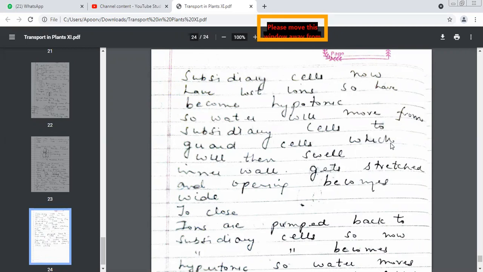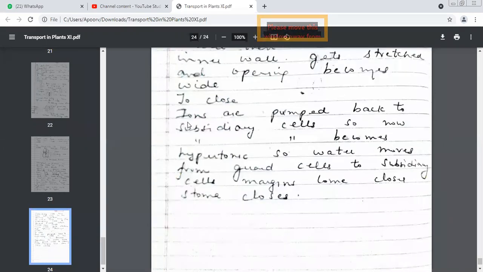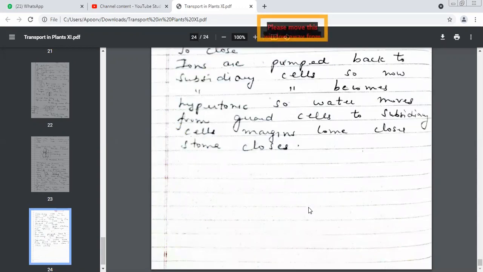Just remember that we have endosmosis and exosmosis, and always remember that water will move from hypo to hyper. Just remember these 2-3 things and you will never get confused in opening and closing of stomata. To close, ions are pumped back to subsidiary cells, so now the subsidiary cells become hypertonic. So water moves from guard cells to subsidiary cells, margins become closer and your stomata also close. So this is all about opening and closing of stomata.